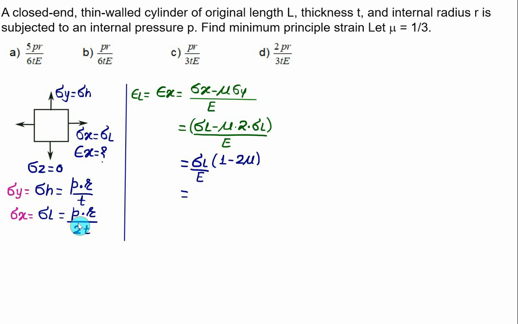Sigma L we can write as P into internal radius R divided by 2 times T, multiplied by (1 minus 2 mu) divided by Young modulus, and we have mu equal to 1 by 3. 1 minus 2 by 3 is 1 by 3. So we'll get here 1 by 6. So we have minimum strain equal to pressure P multiplied by R divided by 2 into 3 is 6 times T multiplied by E. PR divided by 6 times T E, choice B is correct. So this one is the minimum principal strain.